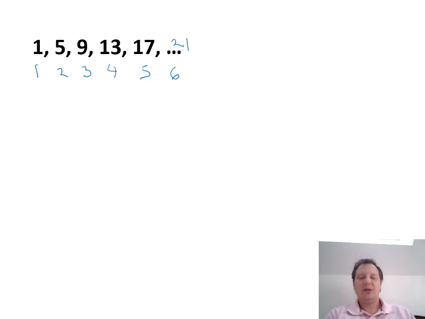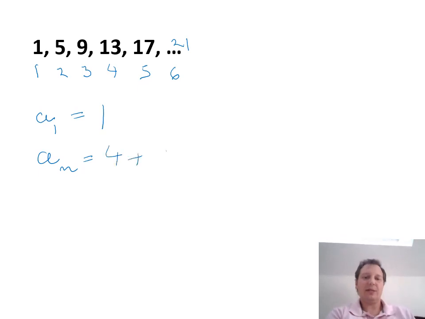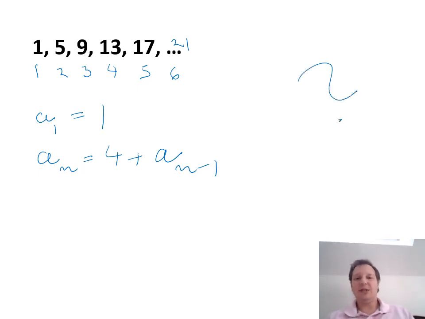So let's do the recursive form, and you can do the closed form. So A1 is equal to 1. Don't forget to initialize. And we already spotted the pattern basically. AN is equal to 4 plus AN minus 1. That's it. And you should attempt the closed form at home.